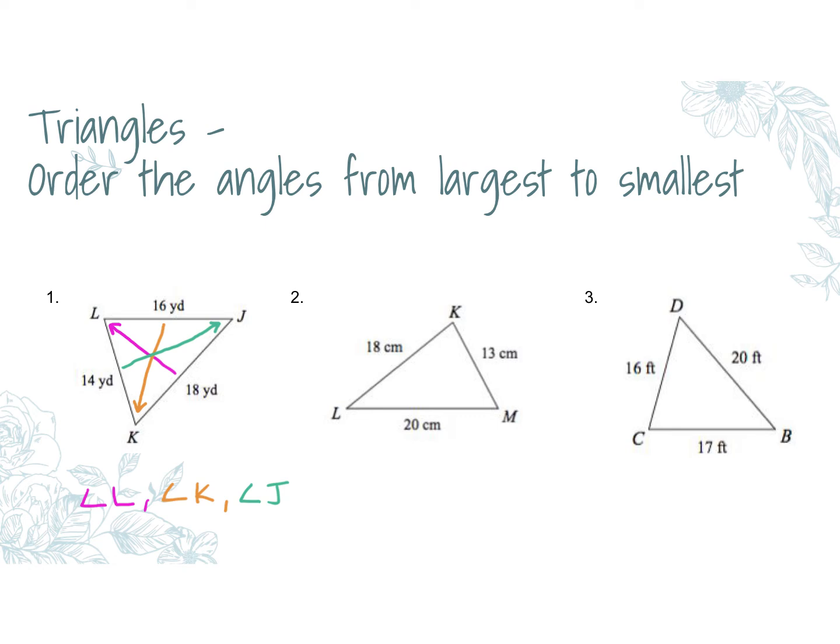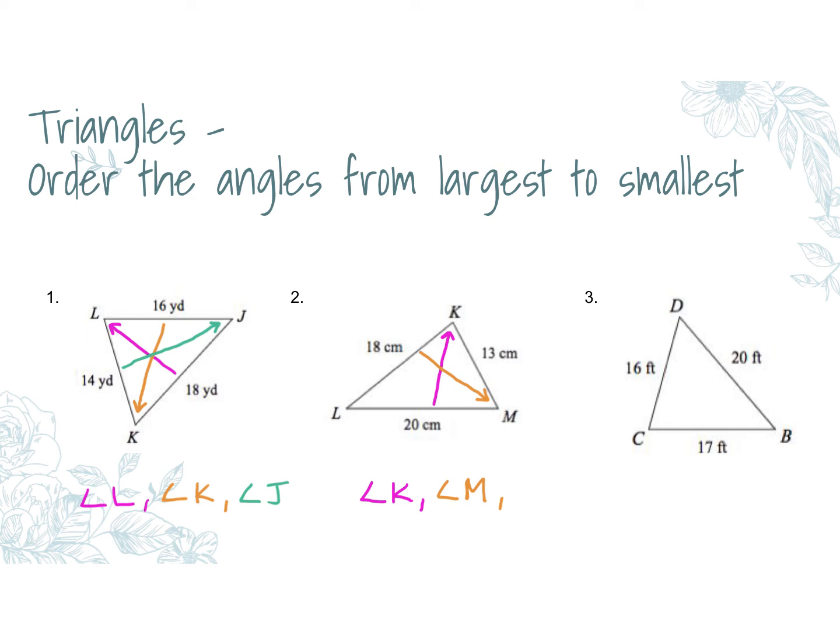In question 2, our longest side is side LM, 20 centimeters. I will draw an arrow across to its opposite angle, angle K, and that is our largest angle. Next, I will draw an arrow across from the middle side, side LK, 18 centimeters, to its opposite angle, angle M. Angle M is our middle angle.